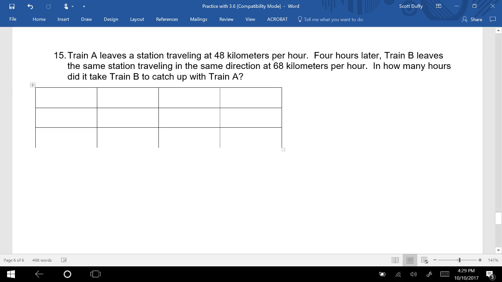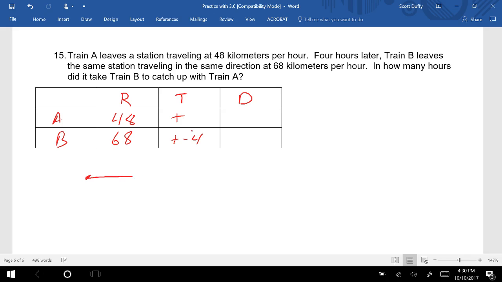Train A leaves the station traveling at 48 kilometers per hour. So every single time we're doing this, rate, time, distance. Train A is going 48 kilometers per hour. 4 hours later, train B leaves the same station traveling in the same direction at 68 kilometers per hour. But it's 4 hours later. So however long train A has been on the tracks, train B will be 4 hours less. How many hours did it take for train B to catch up with train A?